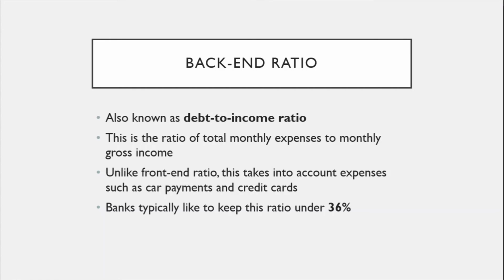So this ratio gets a little higher because we've got those other expenses in there, and banks like to keep this ratio under 36%. And that's a pretty common number. So when you're applying for a mortgage, it's something that you can calculate yourself and figure out, hey, is the bank going to go for this if my back end ratio is over that 36%? And the answer is probably not.